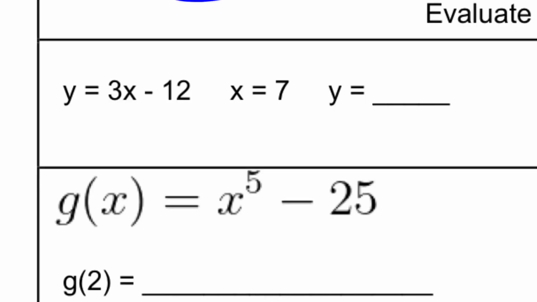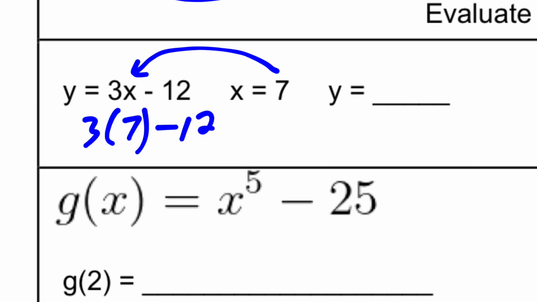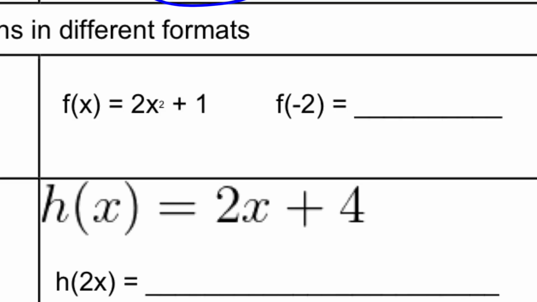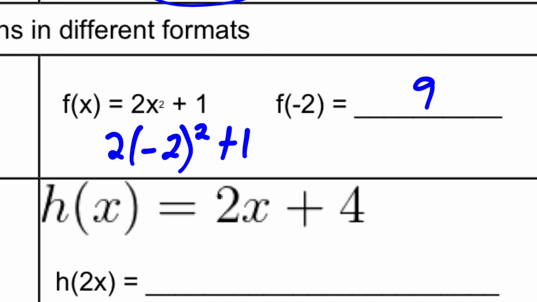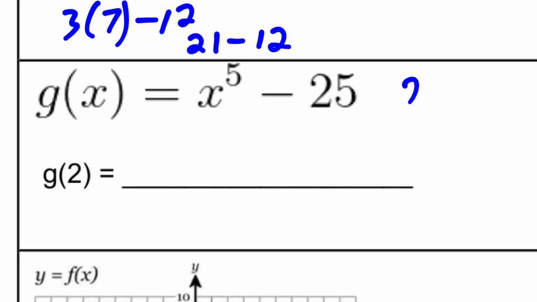To evaluate this one, we can plug in a 7, so this becomes 3 times 7 minus 12, or 21 minus 12, which is 9. This becomes 2 times negative 2 squared plus 1. Negative 2 squared is 4, times 2 is 8, plus 1 is 9. This becomes 2 to the 5th minus 25. So 2 times 2 times 2 times 2 times 2, which is 32, minus 25 is 7.